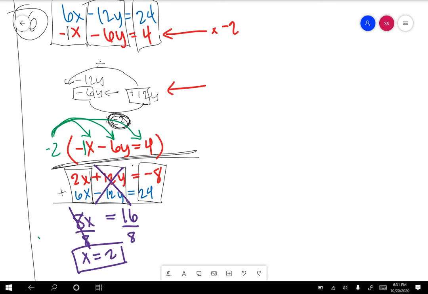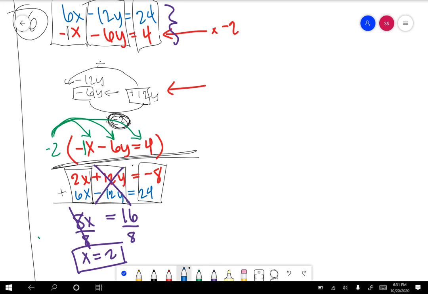We can take that x value and substitute it into one of the original equations and solve for y. Again, it doesn't matter which equation you choose to substitute x in and solve for y, because it will work with both, because it is a solution to both of the equations. Okay.